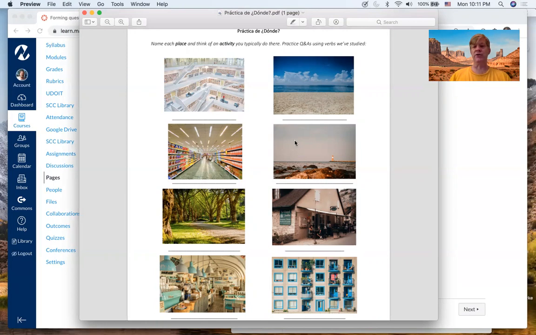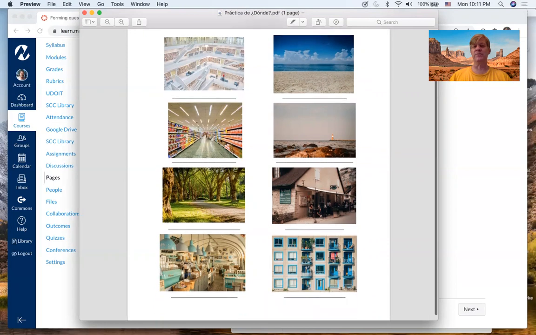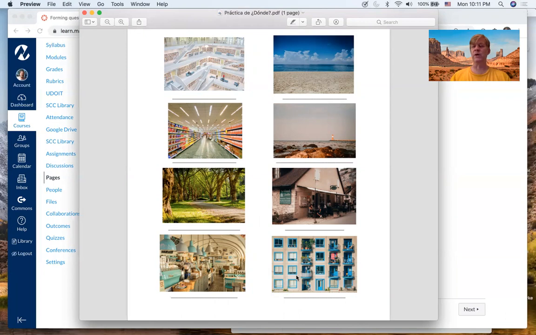So that's the nature of this exercise. Think of the place, an activity from the verbs that we've studied that you do there, and ask the question, where do you do such and such a thing? And your classmate will answer, I do such a thing at or in, and give the location.